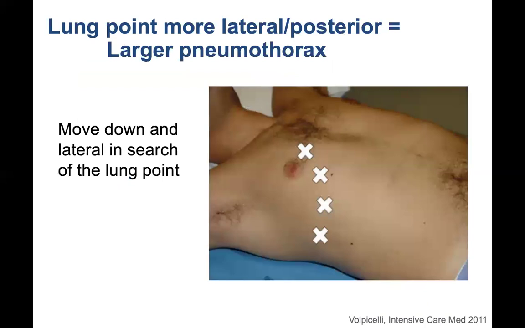So again, a lung point that's more lateral and posterior equals a larger pneumothorax. So again, I start at the upper blue point, looking for lung sliding. If I don't see it, I will move down. If I don't see it, I'll move lateral, and I'll keep marching my way down and lateral to see if or when I see lung sliding. And of course, the further down and lateral I get with no lung sliding, the more concerning for a large pneumothorax in the appropriate clinical setting.